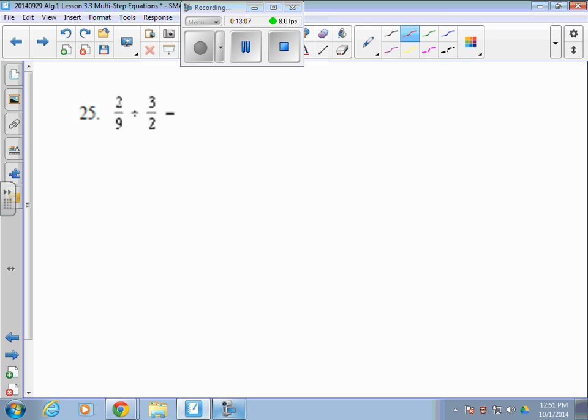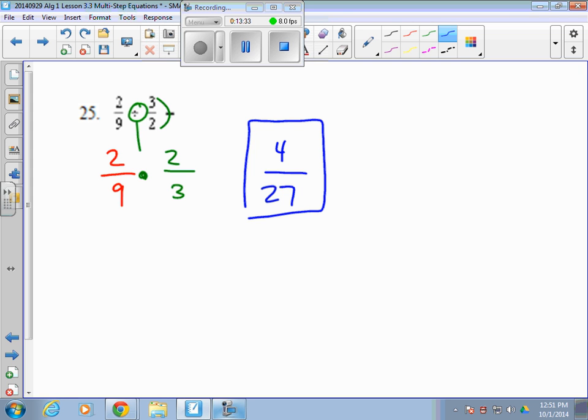Number 25 says divide 2 over 9 by 3 over 2. Remember, your first fraction stays just like it is. Division becomes multiplication, and you use the reciprocal, which is a fancy word that means flip it, 2 over 3. Multiply straight across. 2 times 2 is 4. 9 times 3 is 27. And check and see if there's a number that goes into both of those. 4 only has 1 and 2 and 4. None of those numbers will reduce 27. Therefore, that is your simplest form, 4 over 27.